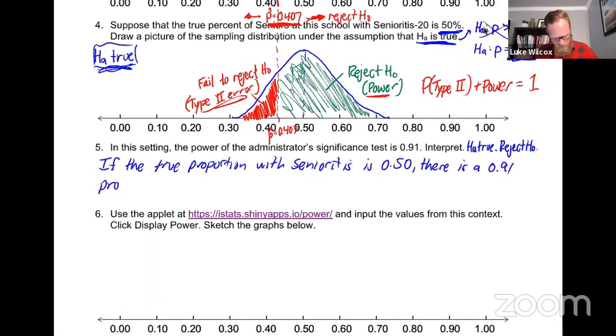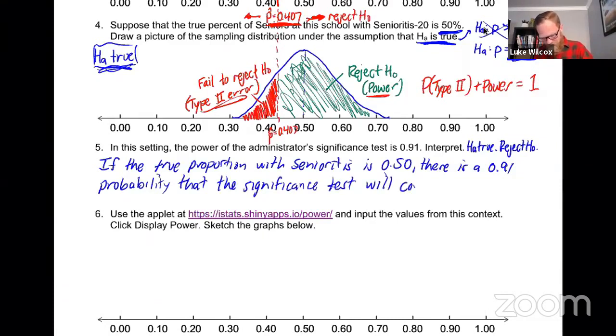there is a 0.91 probability that the significance test will correctly reject the null hypothesis, right? And find convincing evidence of the alternative. So that's a pretty good chance, 91% chance that if we really are at dangerous levels at this school, there's a 91% chance that the significance test will make the correct decision here to cancel spring break.